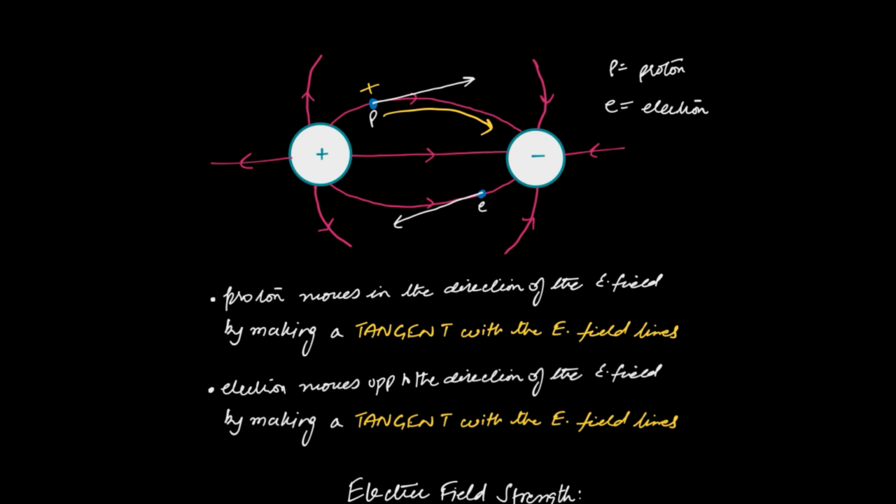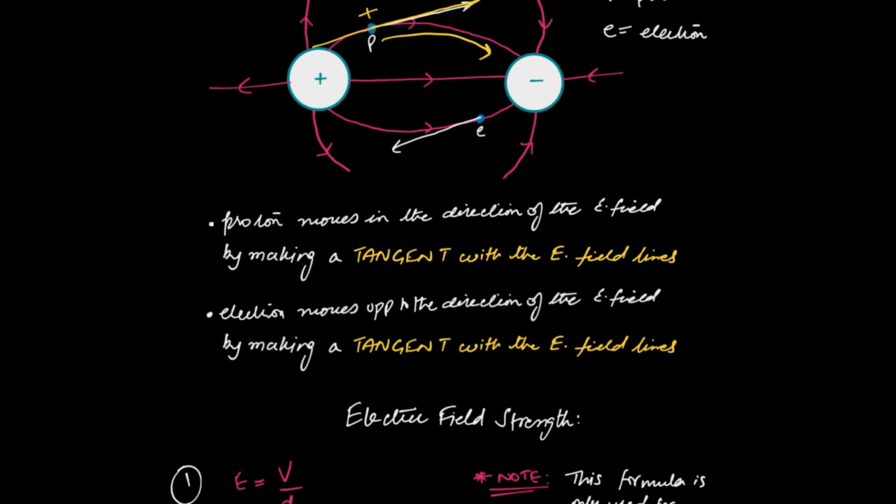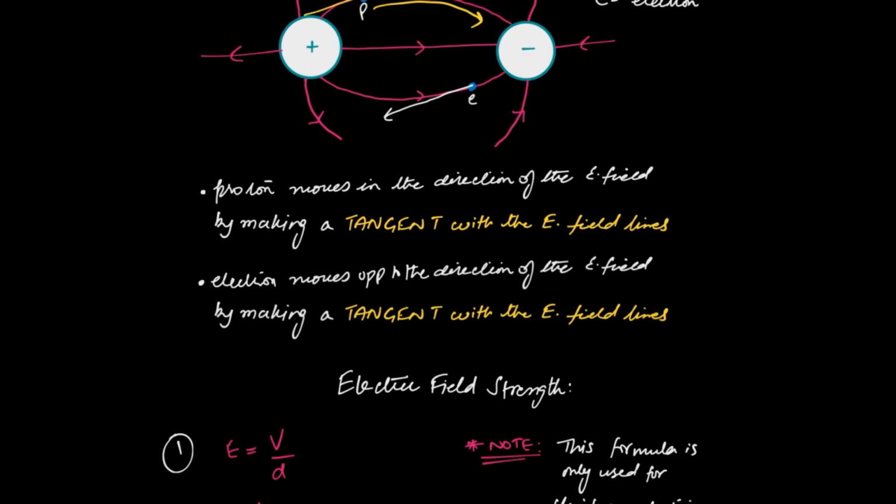And the direction of the movement of the proton would always be a tangent to the electric field lines. Similarly, the electron would move towards the positive charge, or opposite to the electric field lines, because an electron is negatively charged. So it would be repelled by the negative charge and attracted towards the positive charge. So it moves in the opposite direction of the electric field, again making a tangent to the electric field lines.